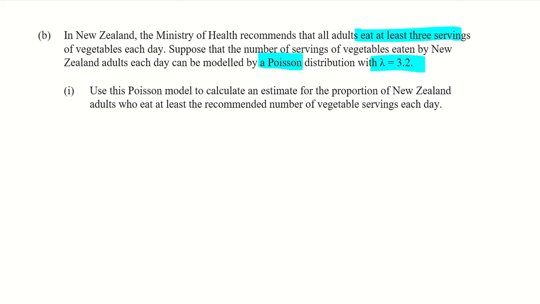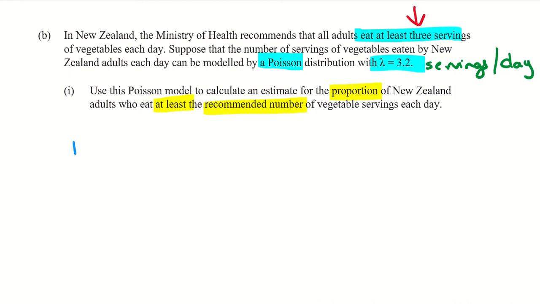So that's a rate of 3.2 servings per day. Okay, so that's our distribution. Now we've been asked to, using that distribution, find an estimate for the proportion of adults who eat at least the recommended number of servings. So the recommended number was at least 3. That's what they've been recommended.